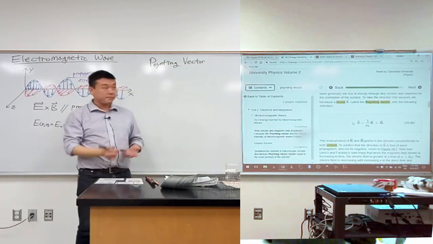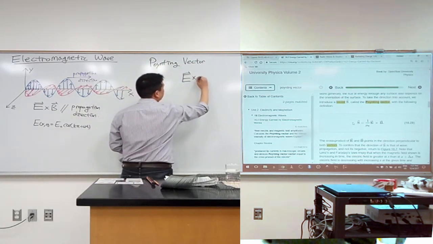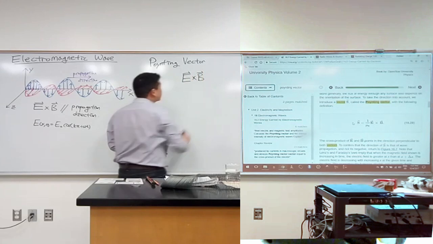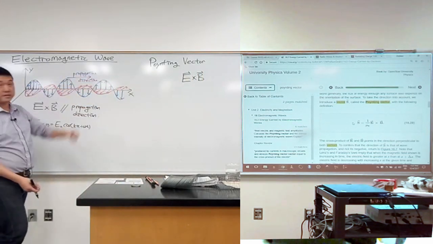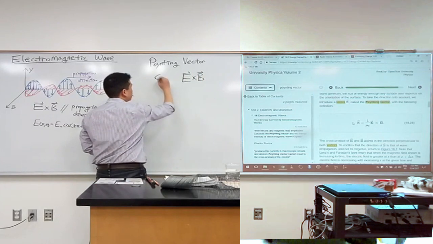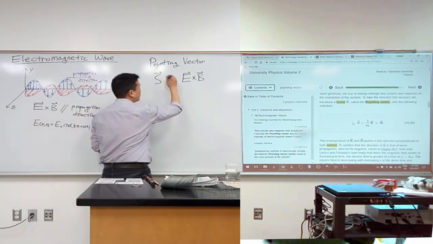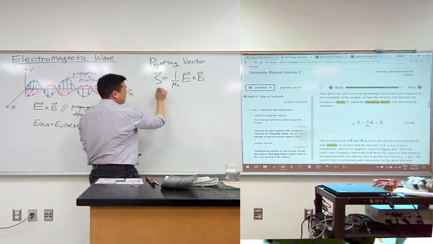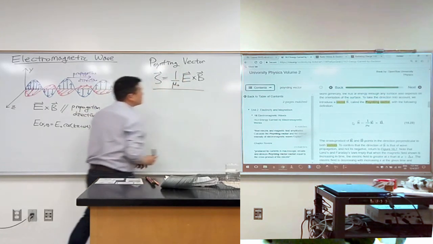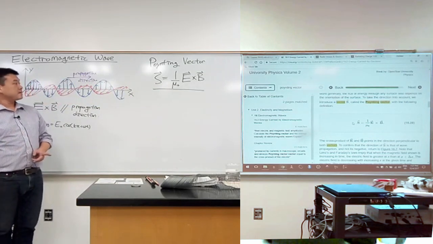The key important part is the E cross B. That's the part that tells you what direction it's pointing in and what the propagation direction is. And the coefficient in front is important too. Once you have the correct coefficient, 1 over mu naught here, then this Poynting vector actually says something specific.